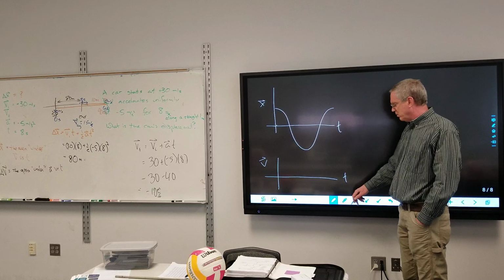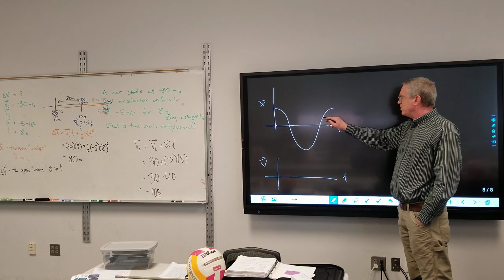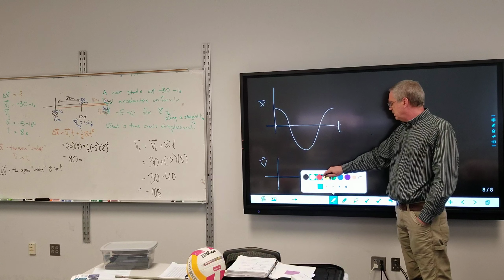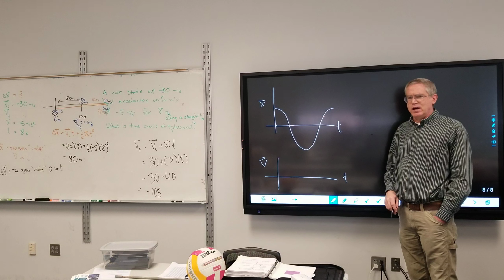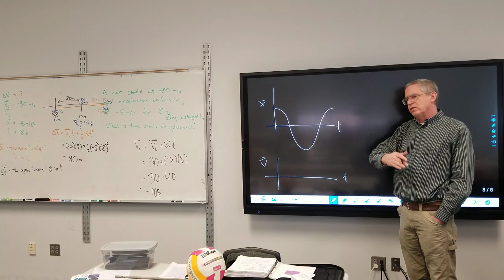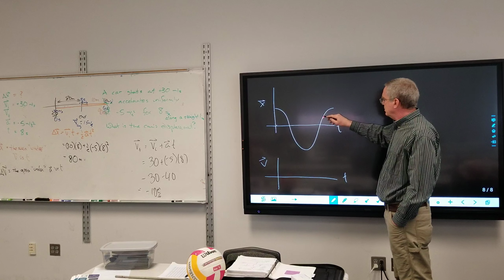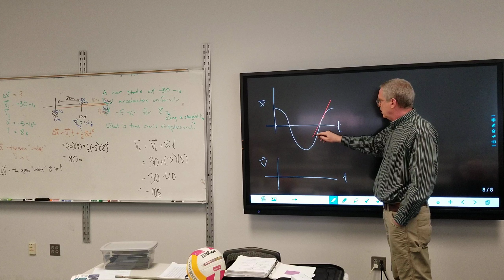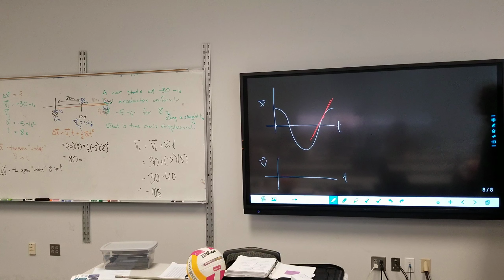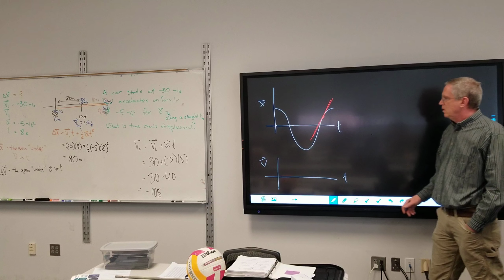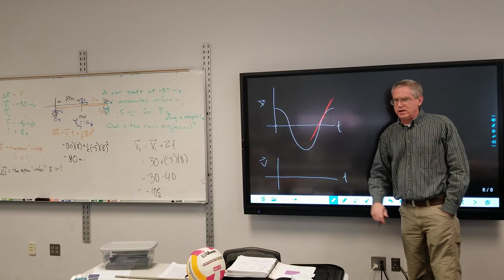I think I mentioned this recently to some class. If I want to find the slope at this point right here, what I need to do is draw a tangent line. A tangent line will just skirt the curve. There's a formal math definition that I'm not going to torture you with. It should just barely touch at that point right there. And so the slope at this point really is the slope of the tangent line.